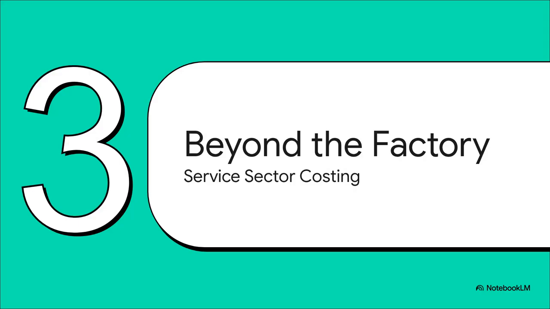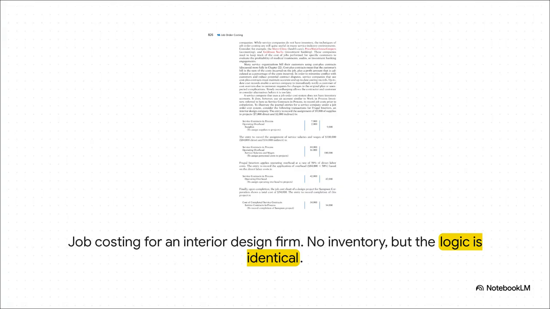Now, I know what you might be thinking. This is all cool for factories and stuff, but what about other businesses? Well, let me tell you, these ideas are absolutely critical way beyond the factory floor. Let's talk about the service sector. Check this out. These are journal entries for an interior design company. They don't have inventory like a factory, but they absolutely have jobs, or client projects. And they have to do the same thing, trace direct costs and allocate their indirect costs to each client. The accounts might look a little different, but trust me, the logic is 100% the same.